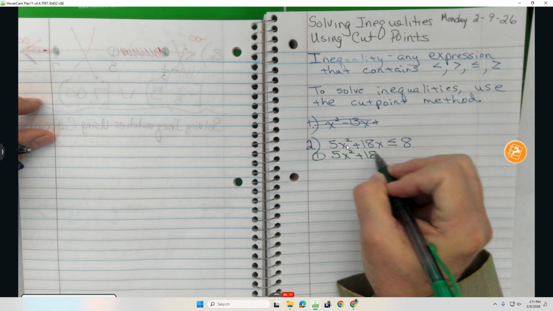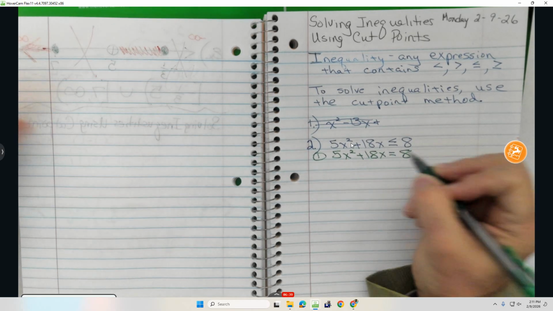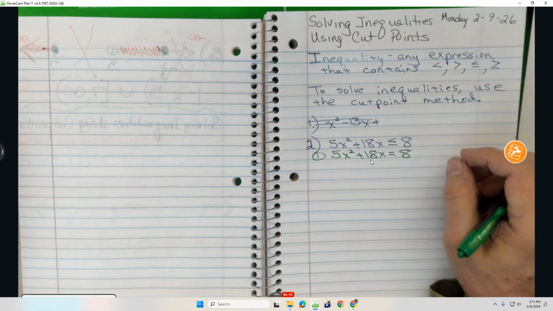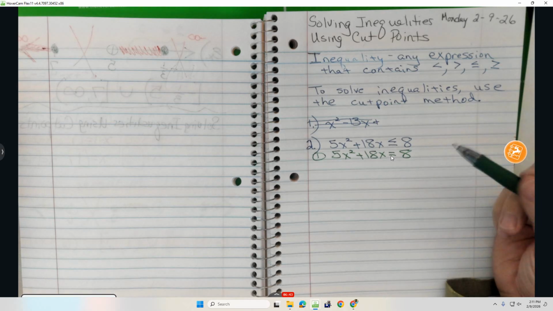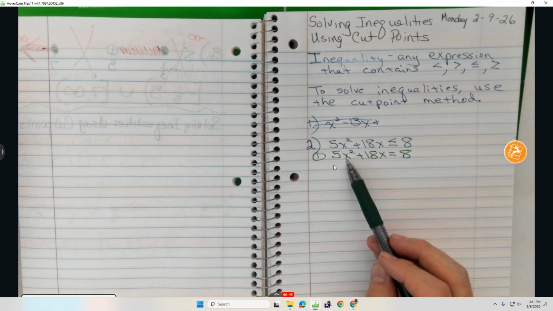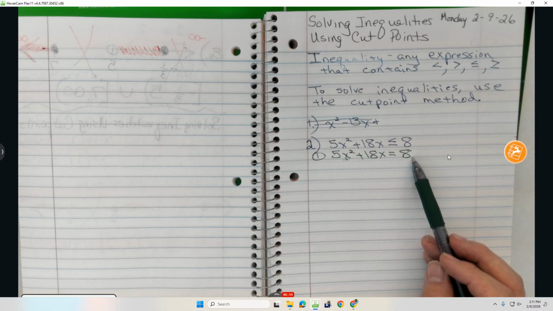So this is step 1. Replace the inequality with equals and solve for x. This becomes a quadratic equation. That means we'll solve by either factoring or the quadratic formula. Either way, what do we need to do with this 8?